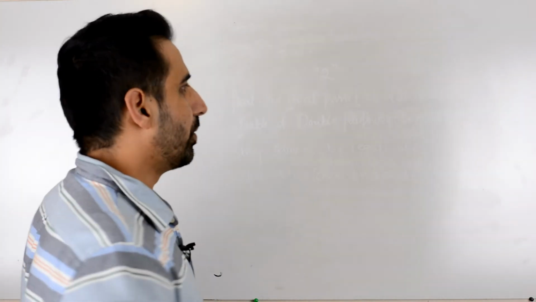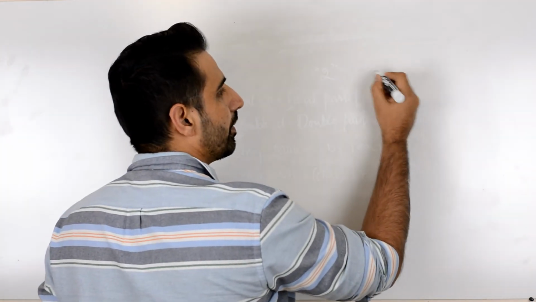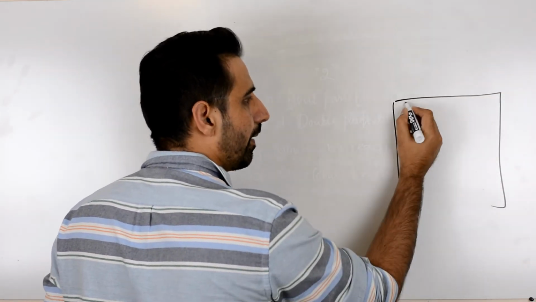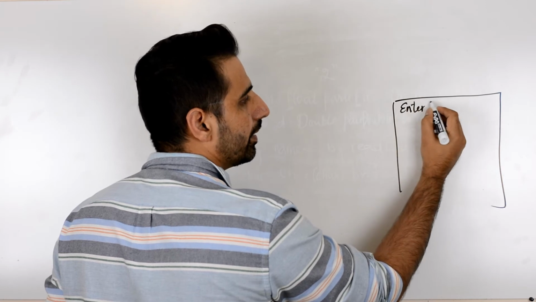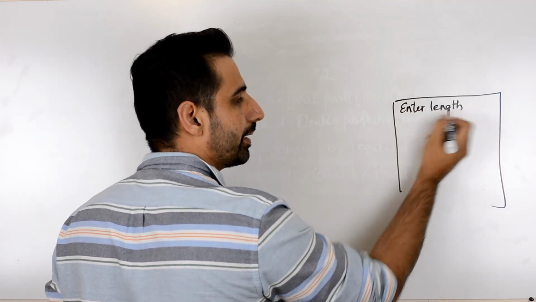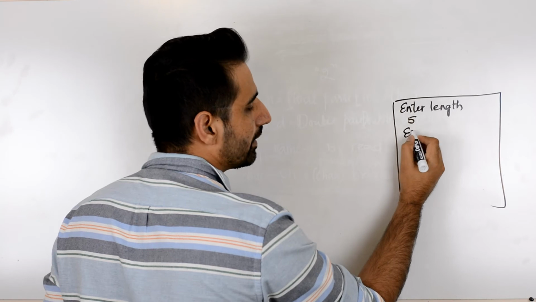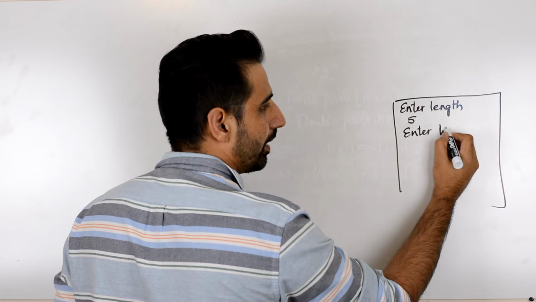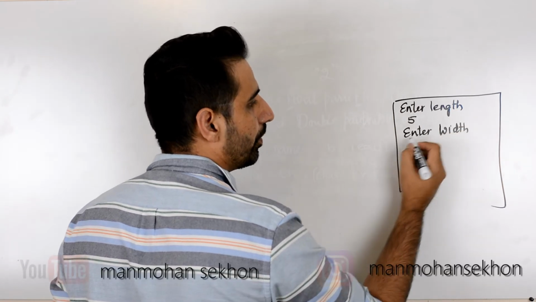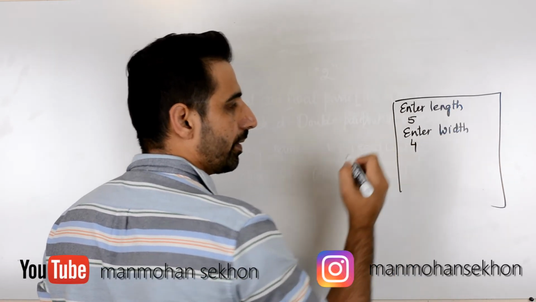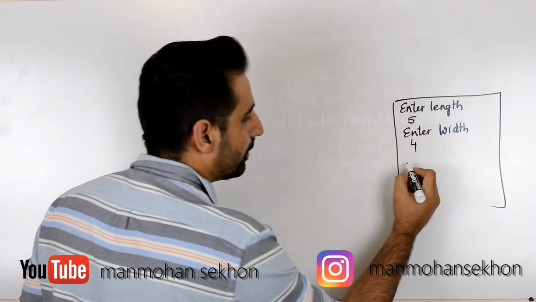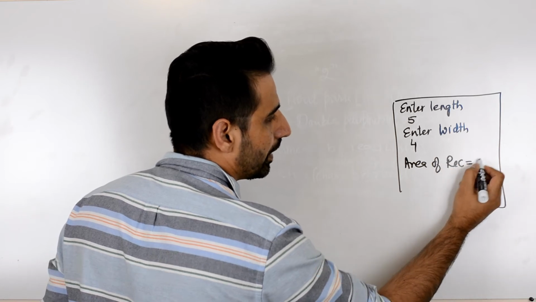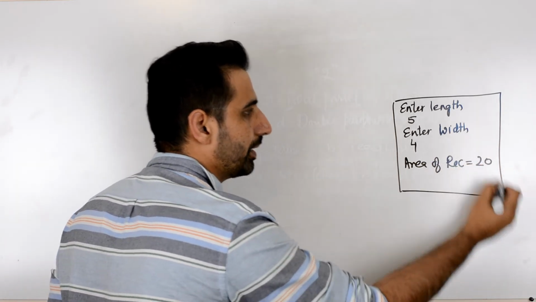Suppose I want to write a program in which the computer should ask "enter length", then I'll enter length, then it should ask "enter width". I'll write 4 and then it should print "area of rectangle is equal to 20". I want to write a program in this way.